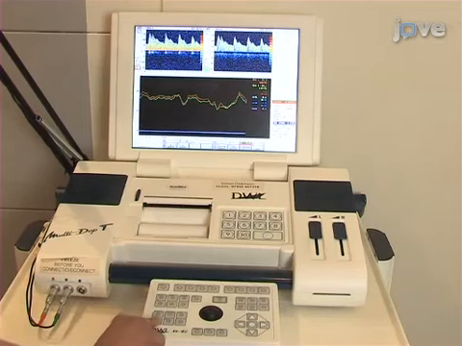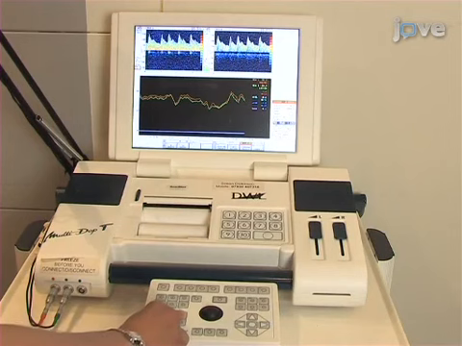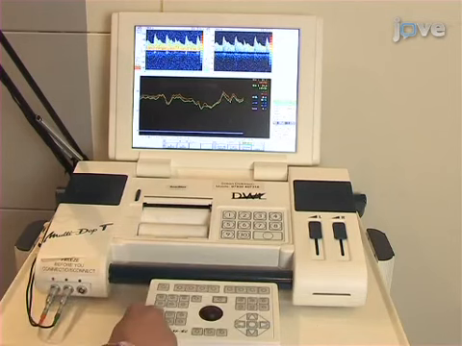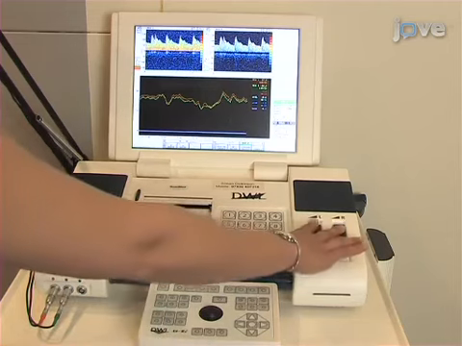Reduce the power as much as possible, increasing the gain if necessary while maintaining a good signal. Once the signals for both middle cerebral arteries are satisfactory, turn down the auditory output of the multi-dop.